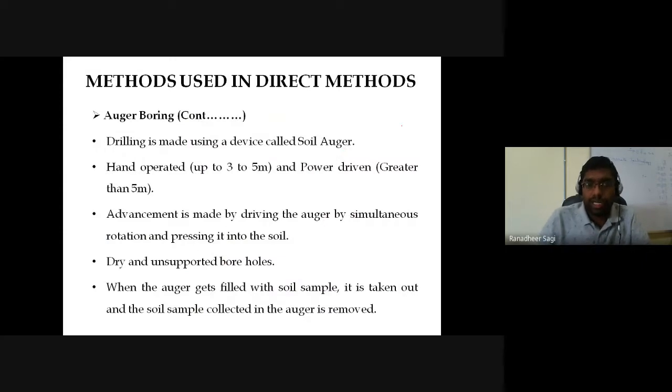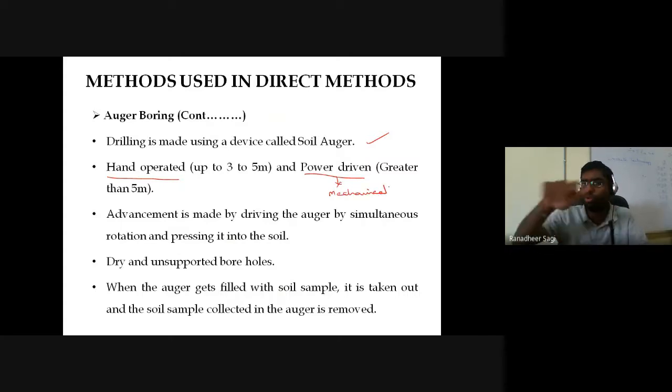So drilling in this particular augering technique is made using a device called the soil auger. Here you have two different types of augers, either hand operated or power driven. Power driven we call the mechanical auger. If it is hand operated, you require manual labor to rotate the handle to cause the shearing in the soil with the help of the auger. We have a limitation with the hand auger because you cannot go to deeper depths to extend the borehole by means of the hand auger.